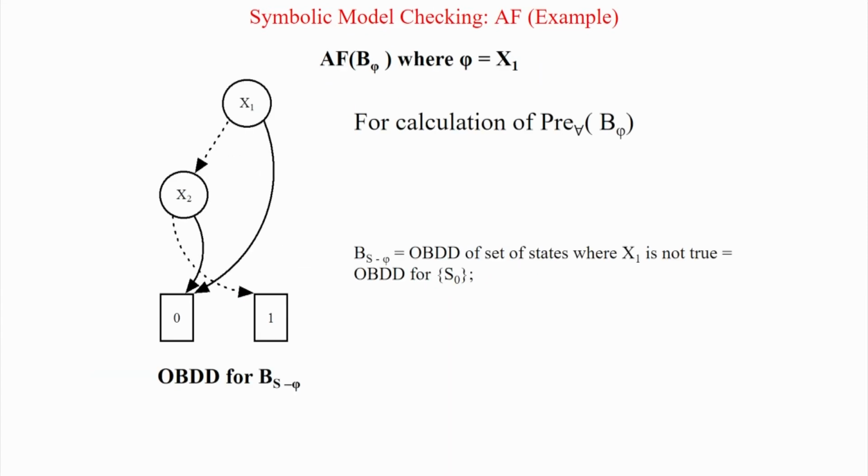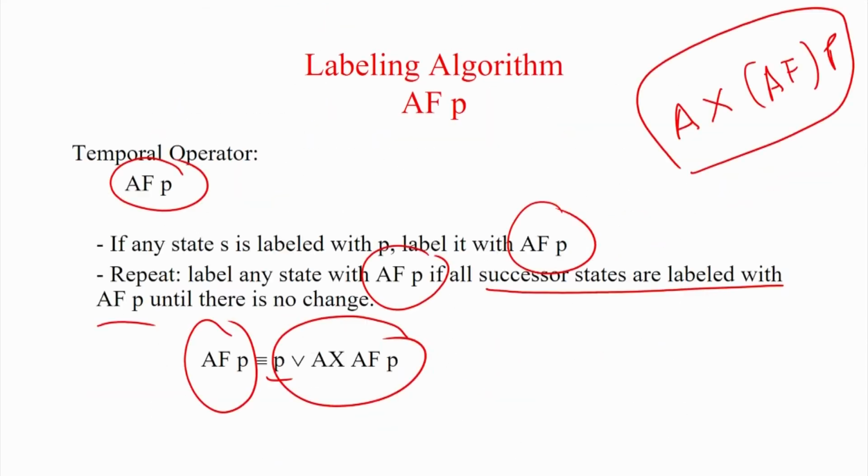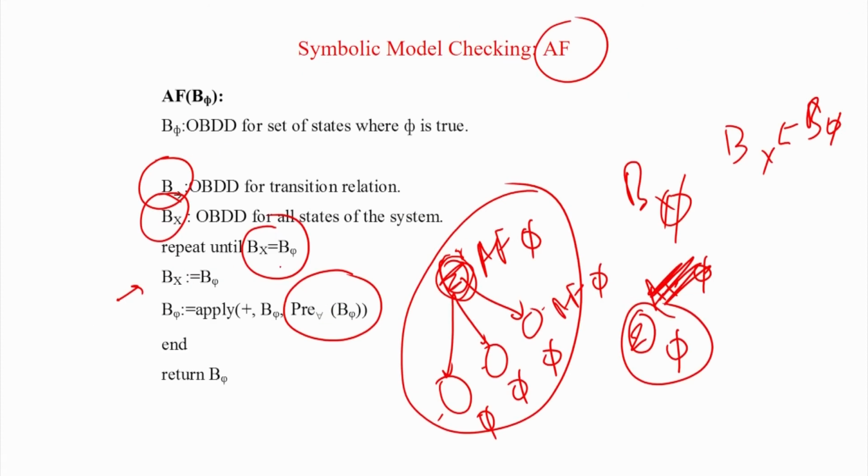Next, what have we seen? Next you have to do the calculation of pre. We are just going stepwise by this algorithm. We first have to calculate the transition, which is anyway there. B of phi we are calculating, that is the set of all the states where phi is true. Then we go for this, apply on B of phi, that is in this case S1 and S2, and we have to go for pre of all B of phi.